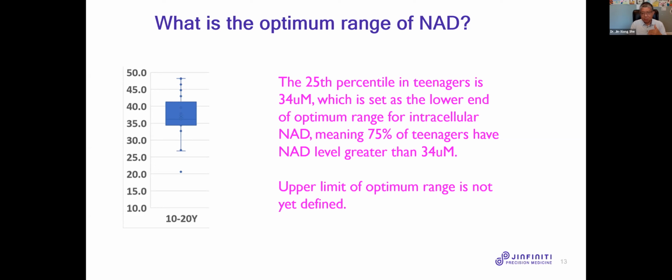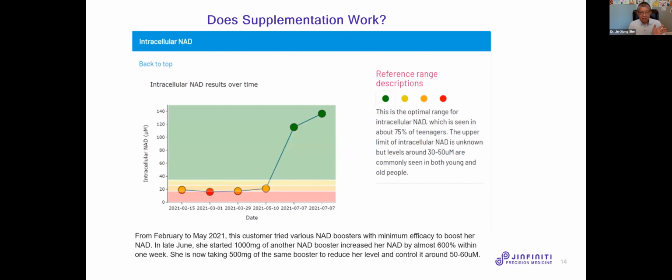We have not been able to define the upper limit of the optimum range. And my personal belief is you probably don't want to get it over 100 micromolar, because over 100 micromolar is not very often seen in any person in a natural way without supplementation or NAD management. So I want to show you two examples of how we were able to increase the NAD level through precursor supplementation.